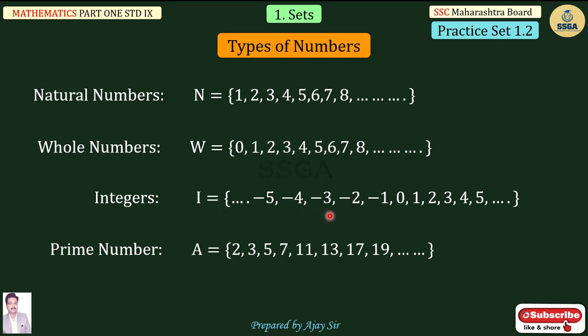Integers, so these integers also go -5, -4, all this is continuous. So this is not countable. Therefore this is called an infinite set. Similarly, prime numbers are also an infinite set, student. So these uncountable sets are called infinite sets, student.